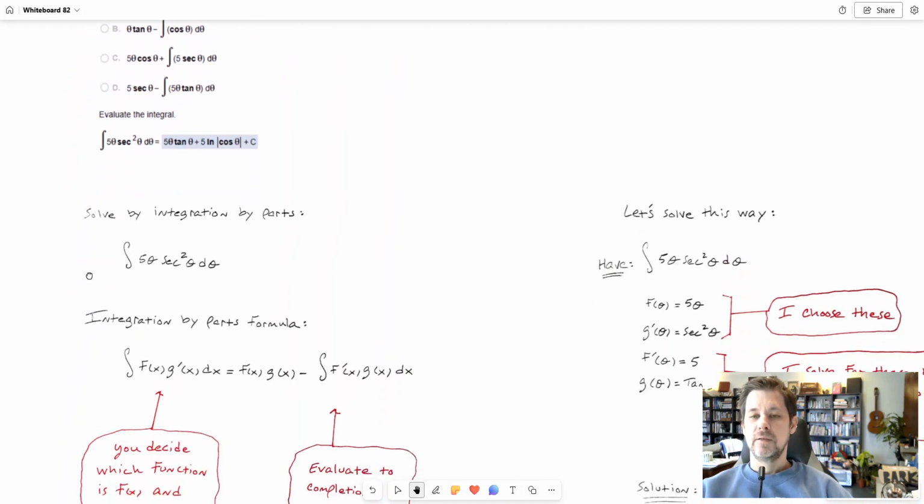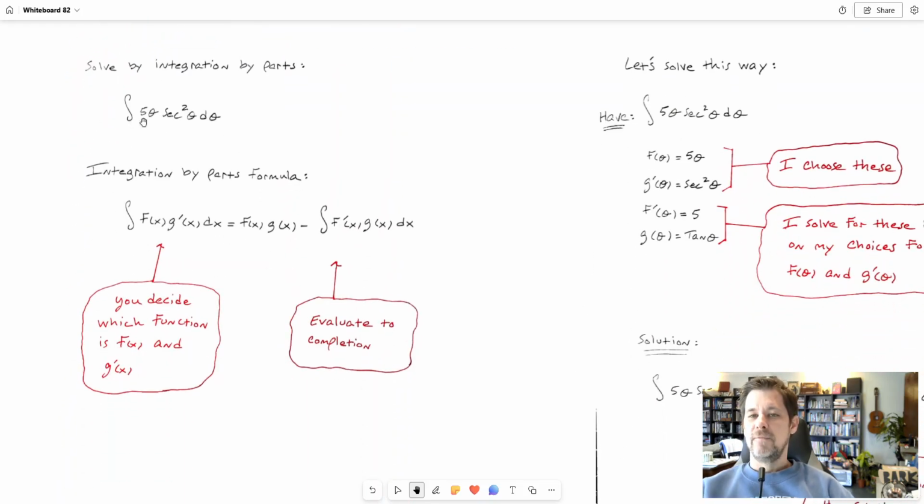So let's do that. I've got the integral of 5 theta secant squared theta d theta. So there's my integral. Here's the integration by parts formula that is my objective to use. Okay, and let's pause for a second.